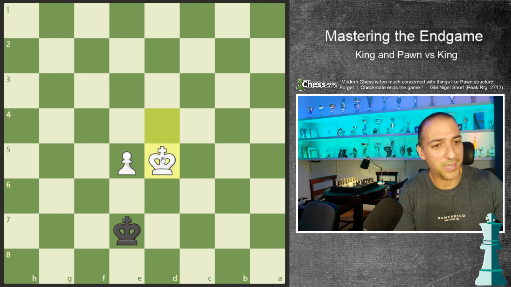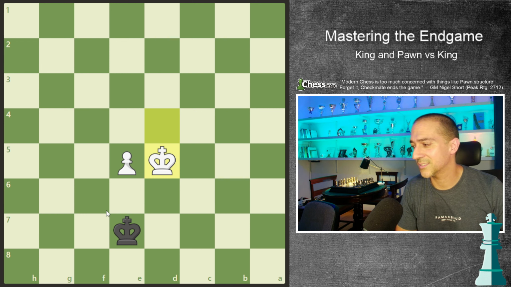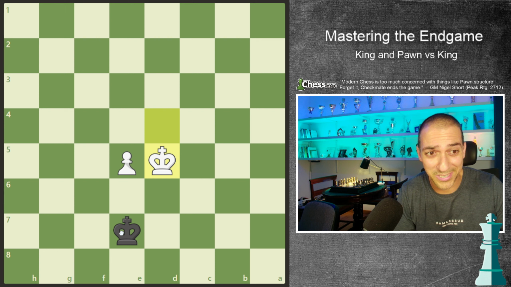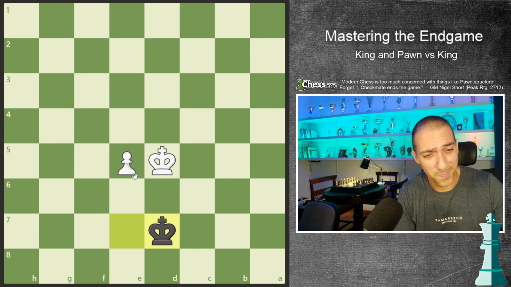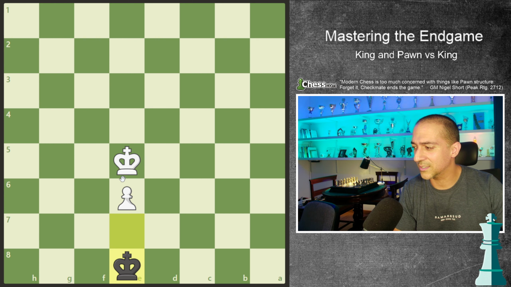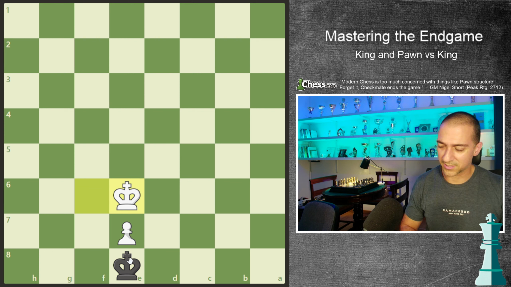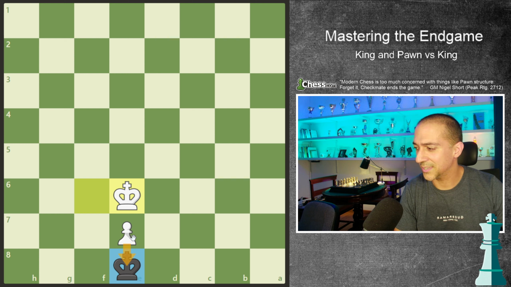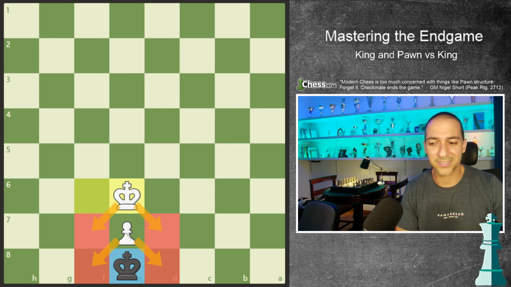So, okay, he's trying to put the king in front, so I'm going to show it quickly. We've already seen that. Opposition. So the pawn advances, king, king, king, king, and now the game is a draw, because this square is safe and it doesn't let me play anywhere. So this is our exception.